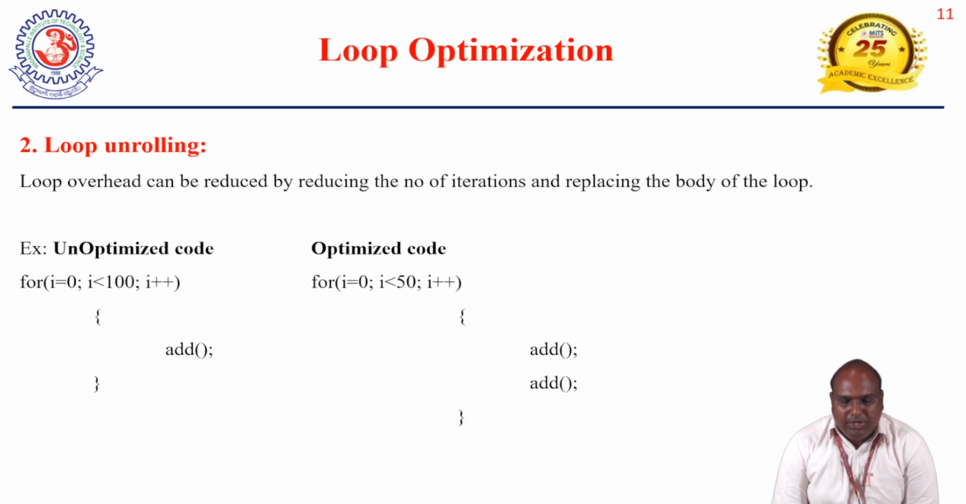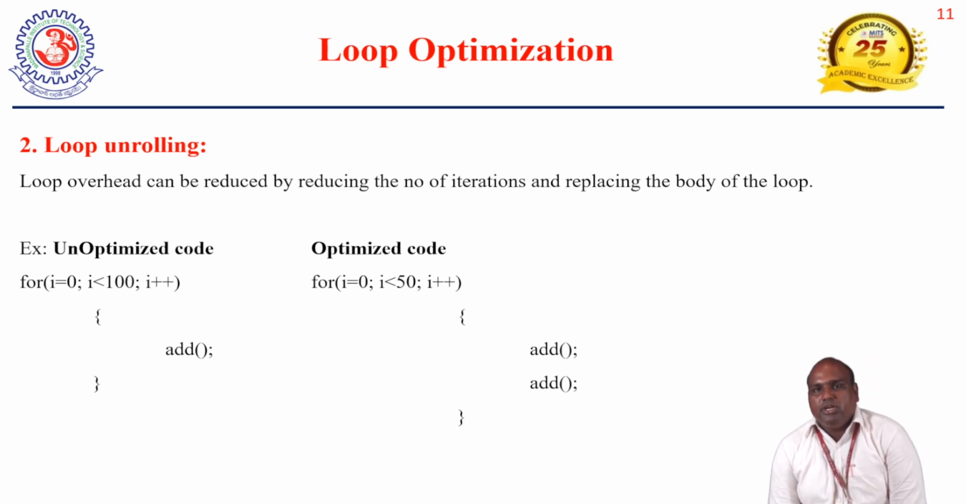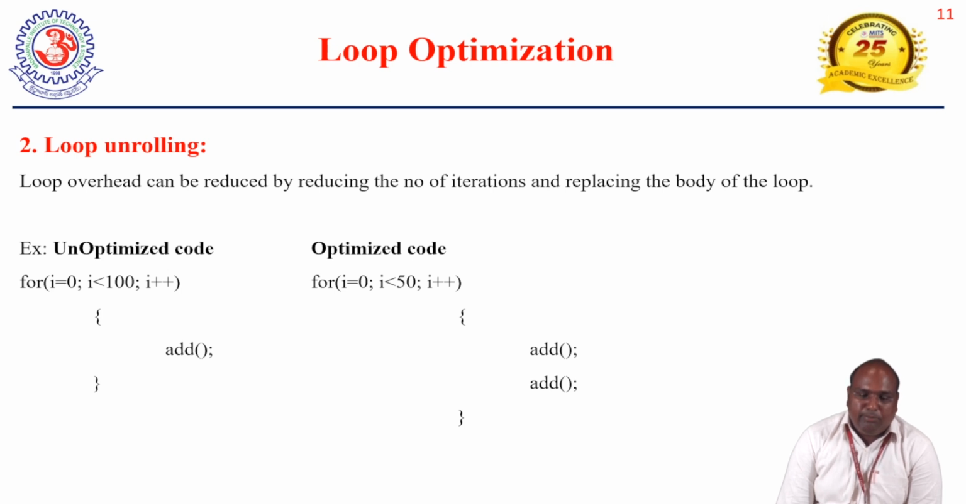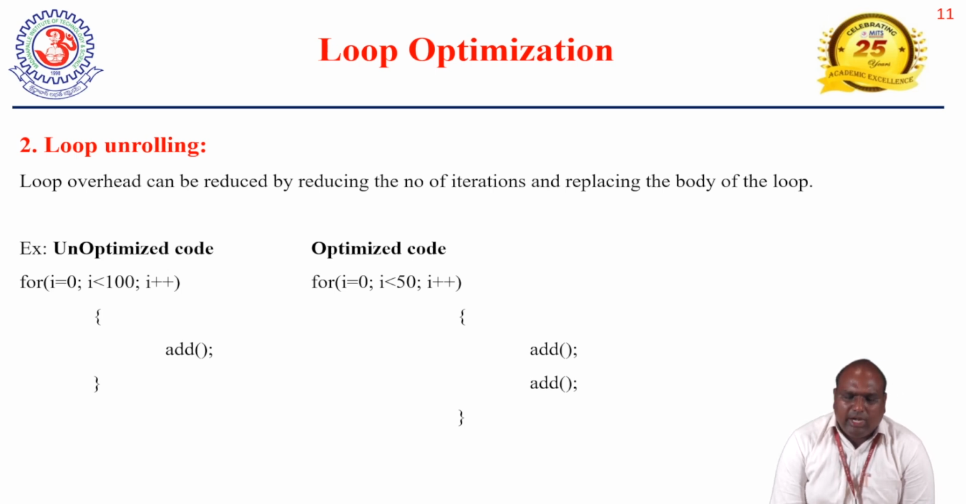Instead of that, I am reducing the loop: i equal to 0, i less than 50, i plus plus. I'm adding the extra add function inside the loop. If you see, without optimizing, the unoptimized code's loop variable will be executed 100 times. Here, after optimizing, the loop variable will be executed only 50 times. Automatically half of the time will be reduced inside the loop.